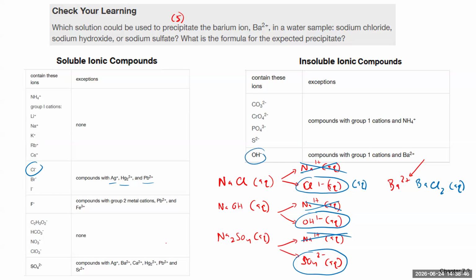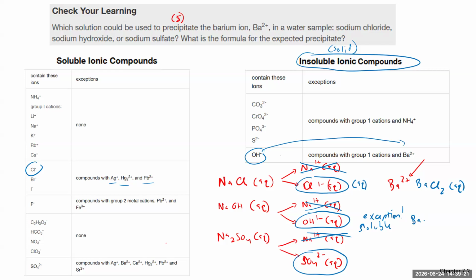Hydroxide. Let's find hydroxide on here. Well, it's usually insoluble, which means usually solid, precipitated, insoluble, except when it's with barium. So exception. We'll say soluble. So it's going to be Ba(OH)2, we need 2 hydroxides, and that's going to be aqueous, right? It did not form a solid or a precipitate.